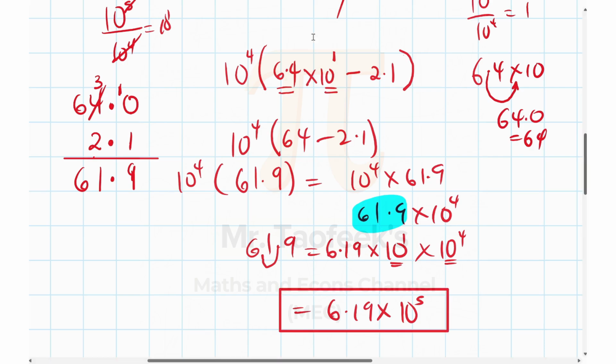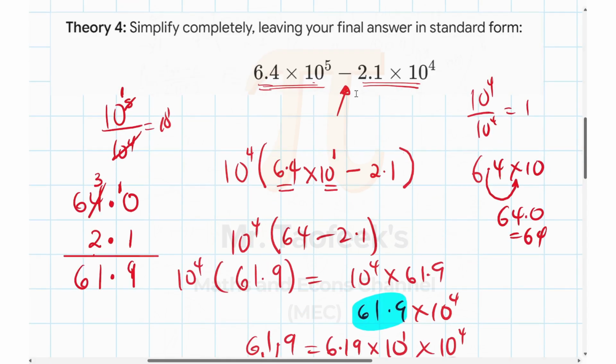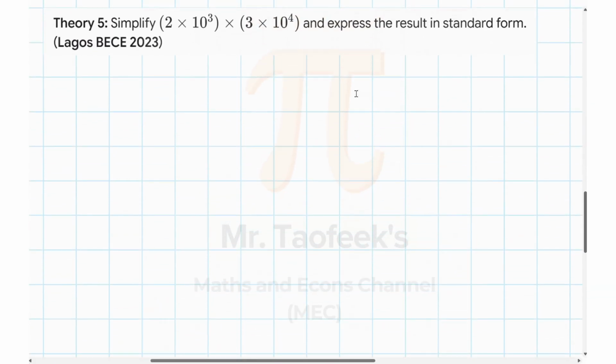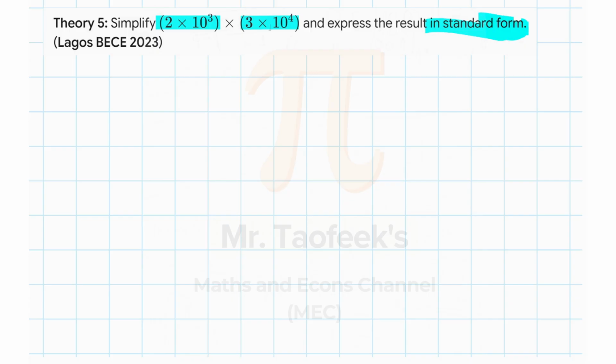Okay, so that's the first theory question. That is about adding or subtracting standard form. The final question is about multiplying standard form or dividing standard form. And this is the easiest one. Easy, easy, easy. Very, very easy. So the question says simplify 2 times 10 to the power of 3 and then times 3 times 10 to the power of 4 and express the result in standard form. So nothing to worry about, it is very, very easy.